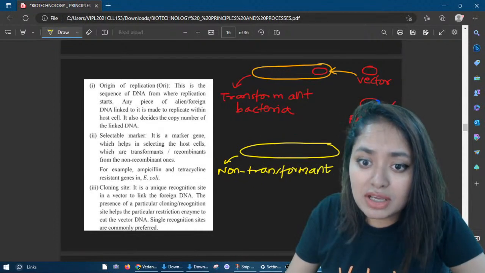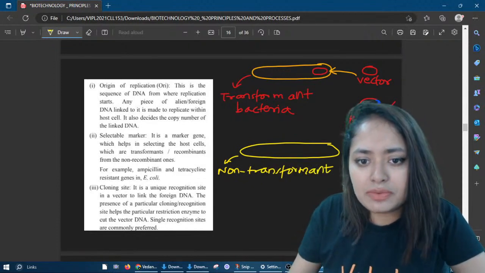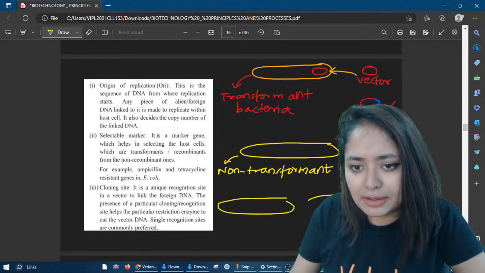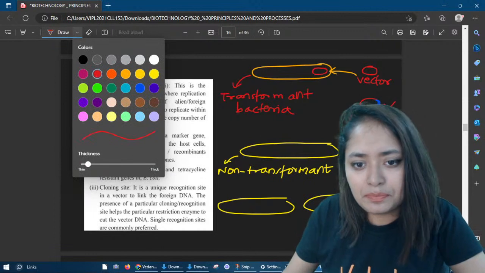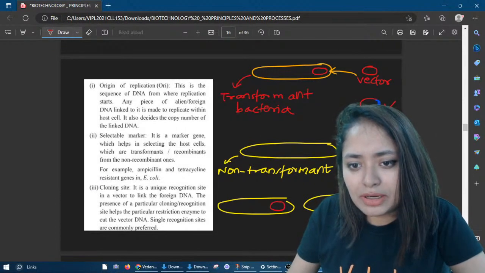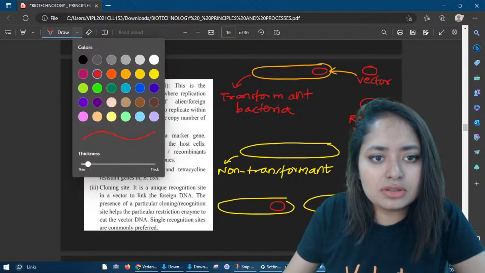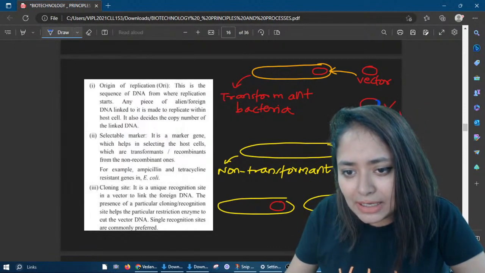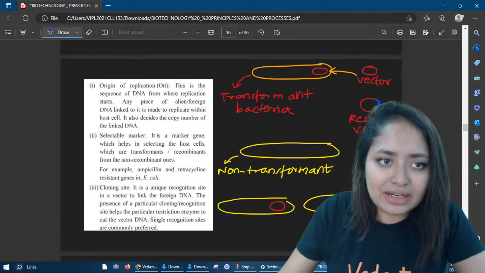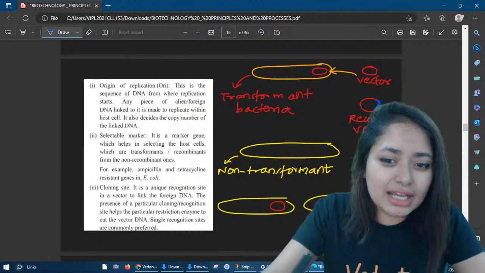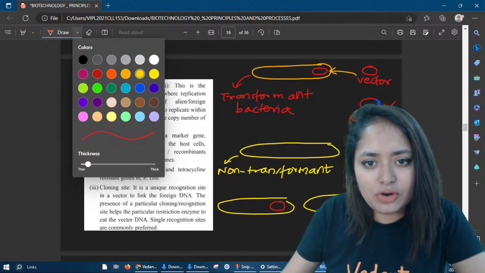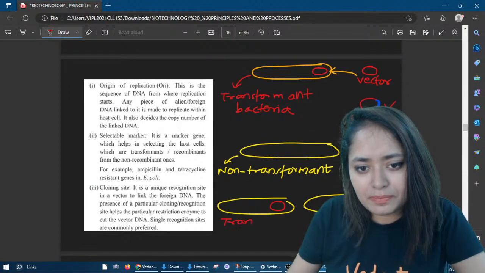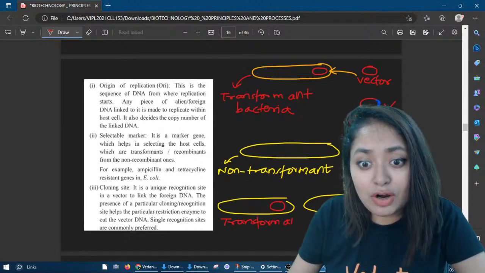Okay, now what is recombinant? Recombinant means, again, I'm making two bacteria. Now this bacteria picked up the vector. This bacteria also picked up the vector. What is the difference? The difference is this. This bacteria has a vector which contains the DNA of interest in it. So, this is transformant, but not recombinant.